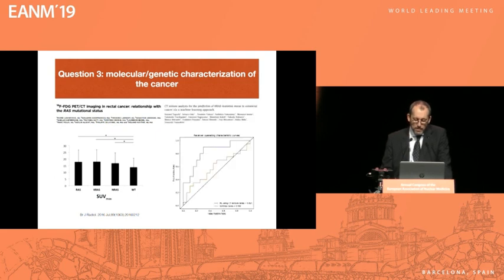that's it. And these researchers compared the SUV max that did not perform too well, with an area under the curve of 0.58, but they looked at the CT texture features. So they extracted some information from the CT data, and with that, they were able to predict the KRAS mutational status with an area under the curve of 0.82, which is quite nice. So this is very encouraging.